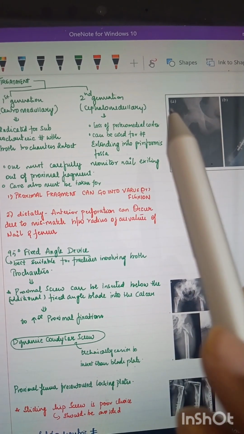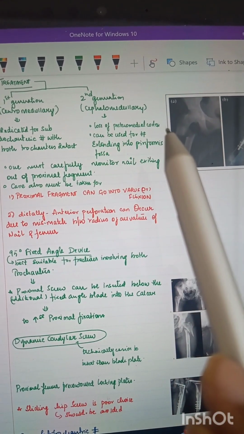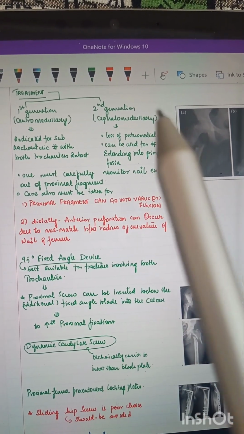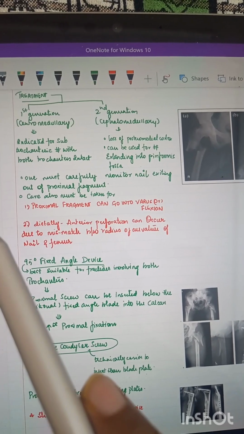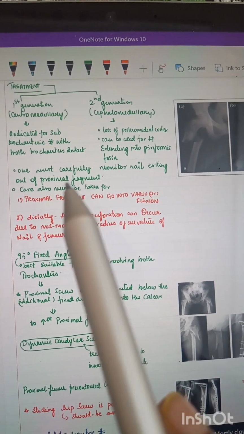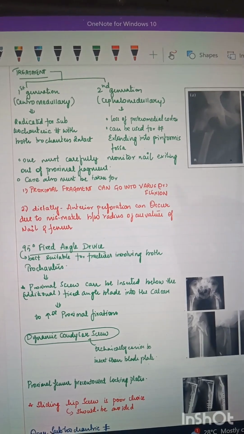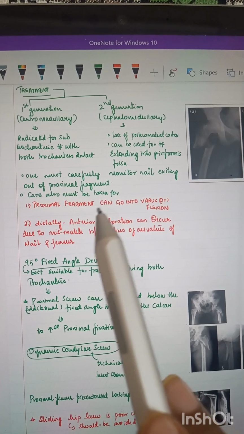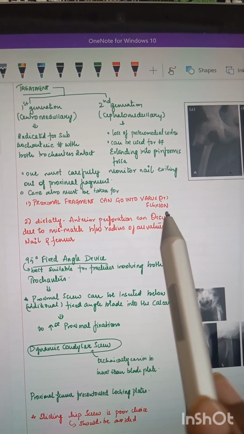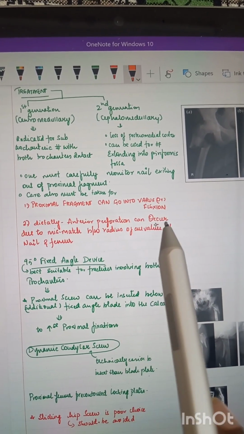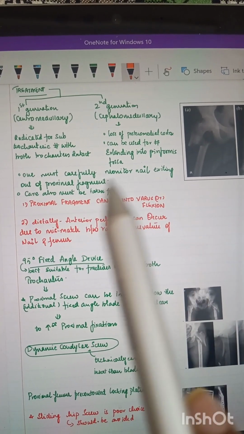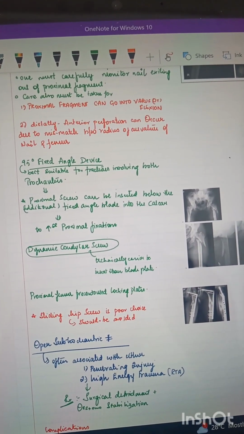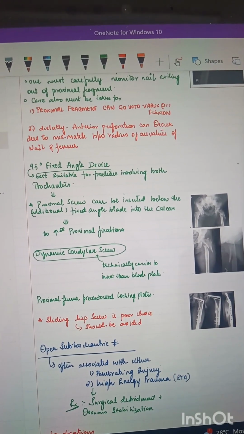Second generation nails are cephalomedullary nails, usually used when there is loss of posteromedial cortex, and can be used for a fracture extending into the piriformis fossa. While inserting a nail, care must be taken for these 2 steps. When you are passing the nail through the femur, you should see how the nail is exiting out of the proximal fragment. You should also keep in mind that the proximal fragment can go into varus or flexion, so care must be taken. Distally, anterior perforation can also occur due to mismatch between the radius of curvature of the nail and the femur.